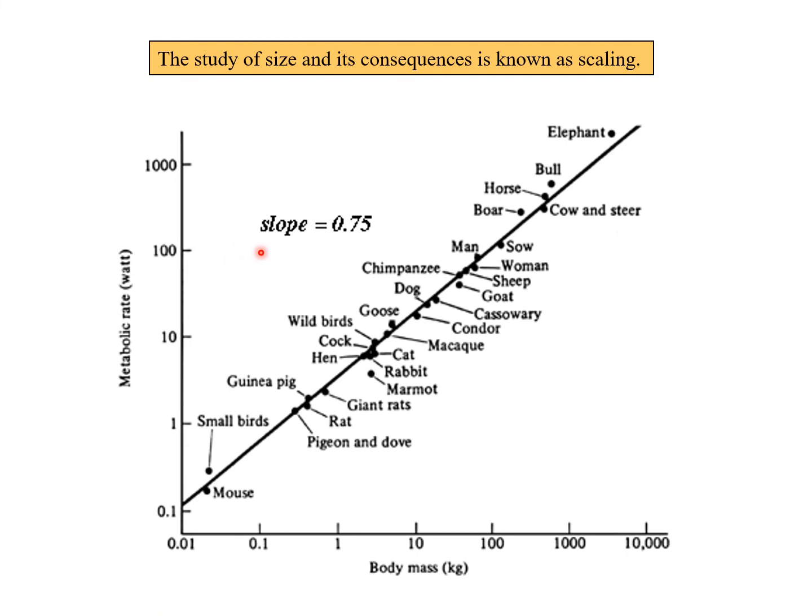This slope is quite different for ectotherms. So if you were to just plot snakes on here, or crocs, or some grasshoppers, whatever, you wouldn't get a slope of 0.75. So I said all mammals. What I meant was all endotherms. The slope for ectotherms in terms of the scaling of their body mass to metabolic rate is much closer to 1. So anyway, excuse me.